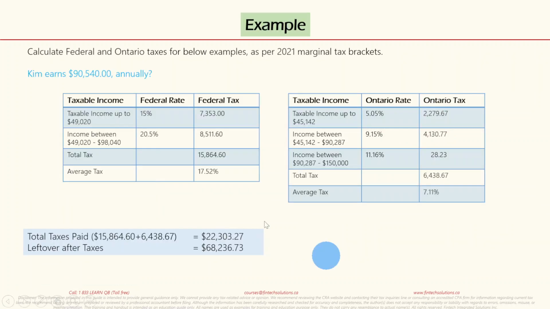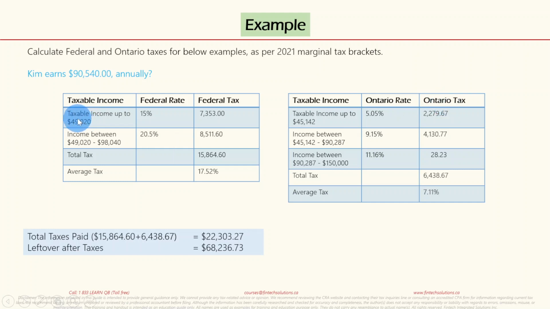Right, let's look at one more example. Calculate the federal and Ontario taxes for the below example as per the 2021 marginal tax brackets. So we have a question that Kim earns $90,540 annually. We have to calculate her federal tax and her Ontario tax. So I did the math over here with the table showing taxable income, federal rate, and federal tax on one side, and then taxable income, Ontario rate, and Ontario tax on the other side.